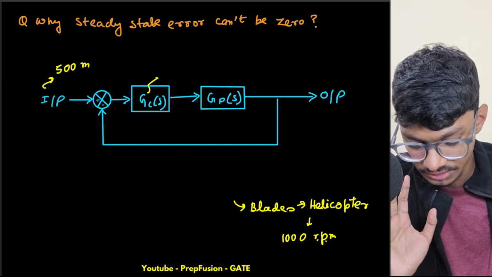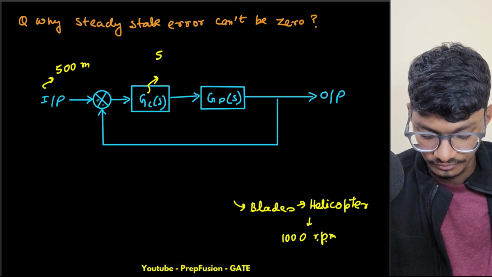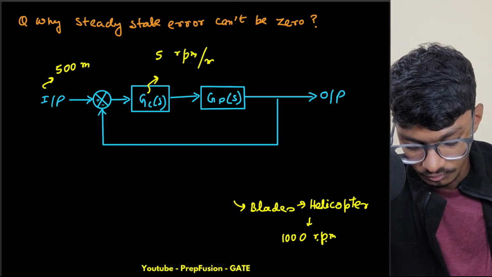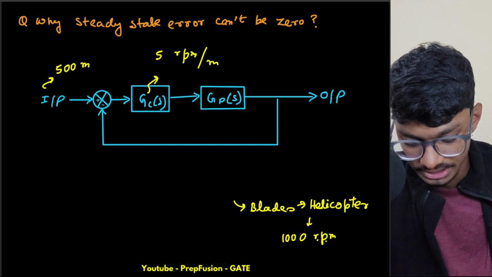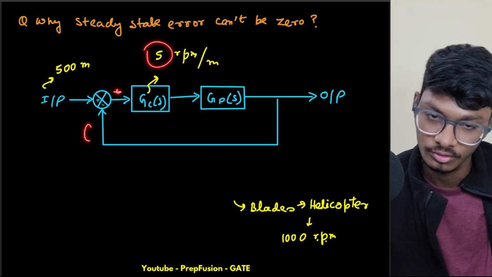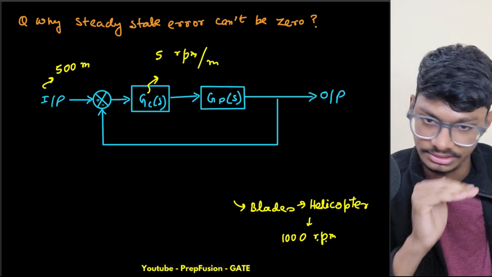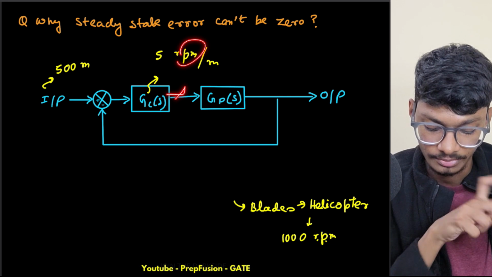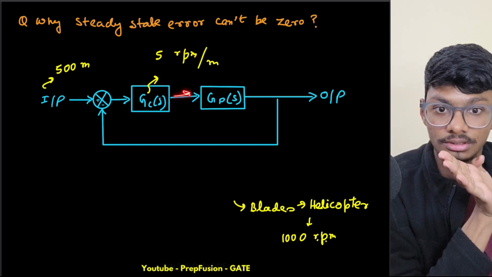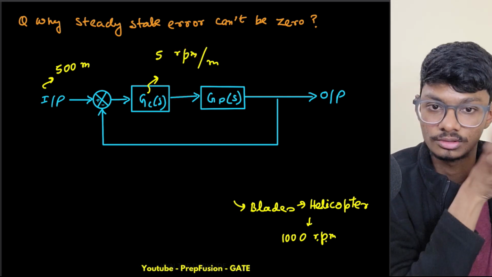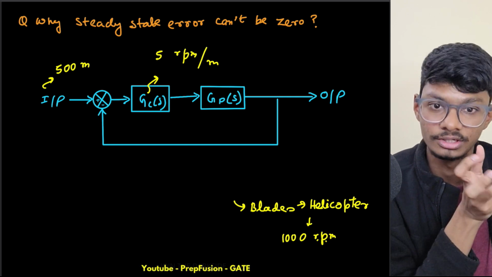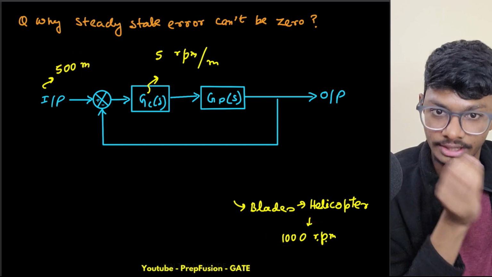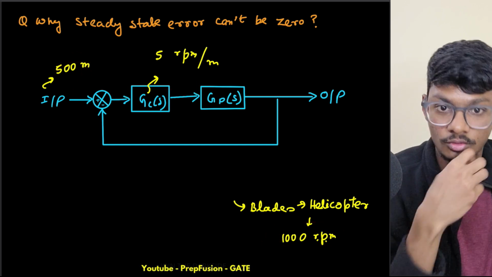My controller transfer function, let's say, is 5 rpm per meter. What do I mean by this? My error signal will be in meters, because I am measuring the output height and the input also in meters, and the output of the controller will be in rpm. Basically it is giving the signal to the motor for how much speed it should rotate. As I told you already, initially there will be a very high error signal, and that will tell it to rotate at a very high speed.